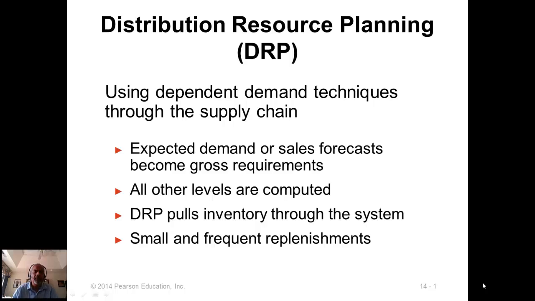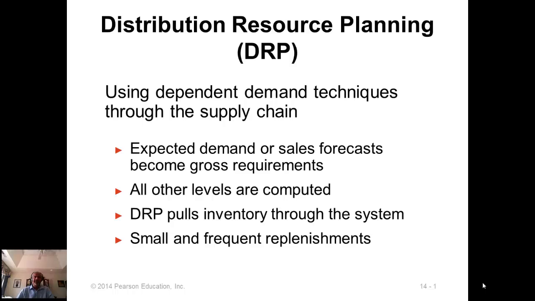Now let's look at a couple of more extensions. One other concept is similar to MRP. We can set up a system called distribution resource planning. It's called DRP, and this is used to manage supply chain.